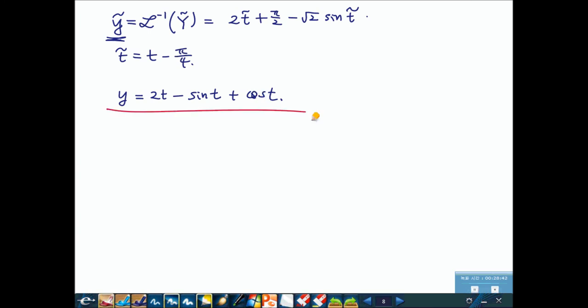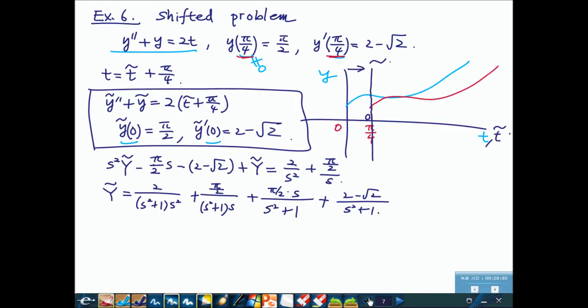So if the initial condition does not start from 0, all you do is substitution by that amount. Then solve in the shifted space, and then go back to the original state.